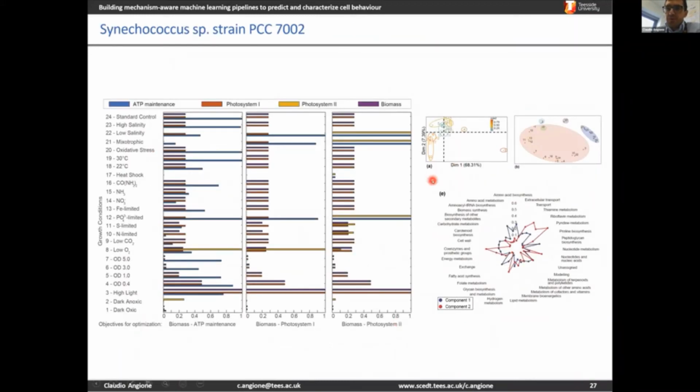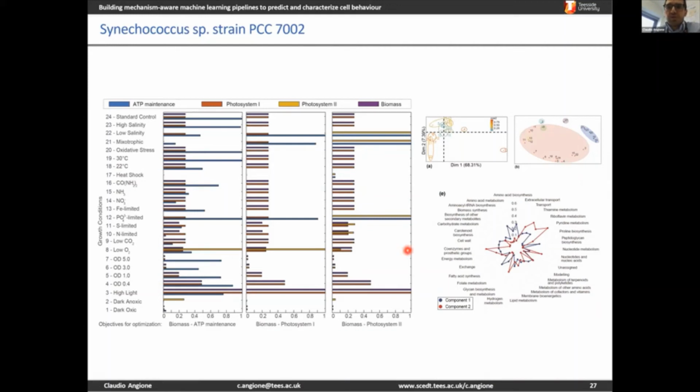This is something we're working on as well now. This is on Synechococcus, a microalgae, and the goal here is to identify, in 24 different conditions with transcriptomics data and the metabolic model, how to differentiate conditions based on the photosynthesis potential, but also the biomass. And we are currently mapping three sets of objectives, which consider the ATP maintenance and photosystem 1 and 2 in 24 conditions based on mostly stress conditions.